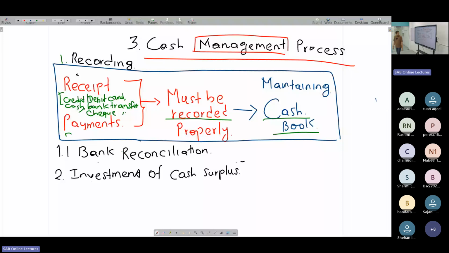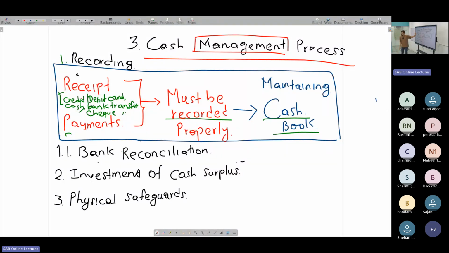And the third one is physical safeguards. These three main topics are what we are going to discuss under the management process. Some subtopics are there, and we will discuss them as we go.